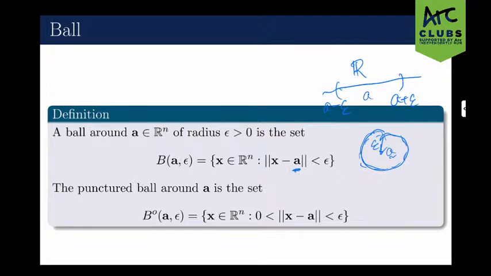Then another definition we have is the punctured ball. This is the same as the ball, except we don't include the point itself. So we have this additional 0 less than this distance. Think of the ball as, for example, this is the ball, we're excluding the point in the middle. That's the punctured ball.